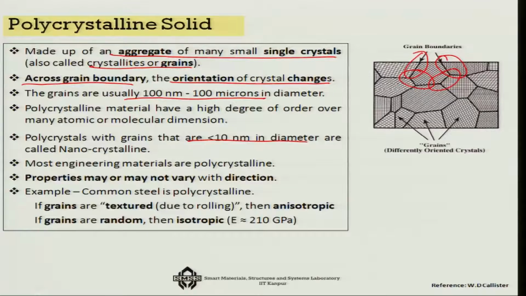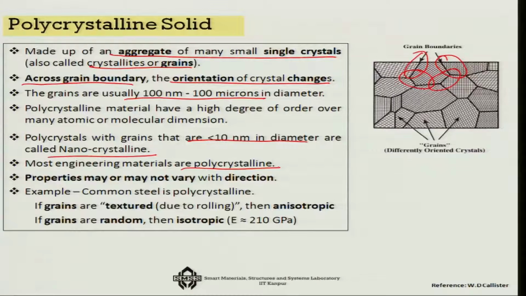If they are in that diameter range, they are actually known as nanocrystalline materials. So, they can be nanocrystalline or microcrystalline or even in the macro range. Now, most engineering materials are polycrystalline in nature, and their properties may or may not vary with the direction. Why? Because the crystals are indeed going to give anisotropy.